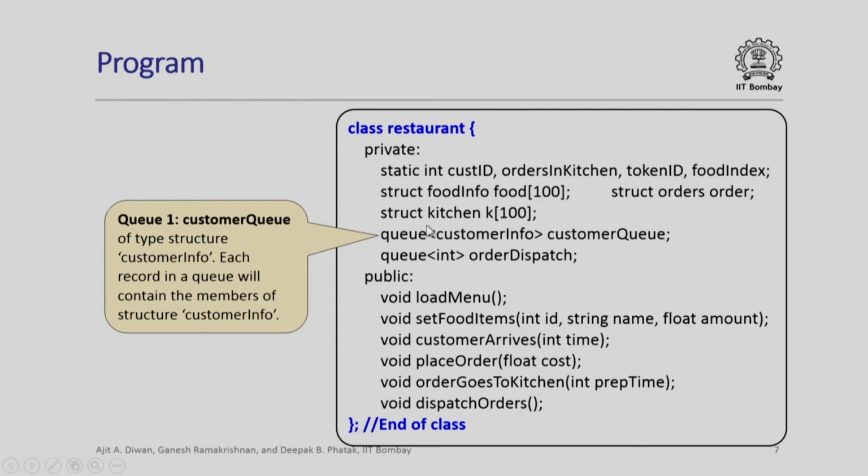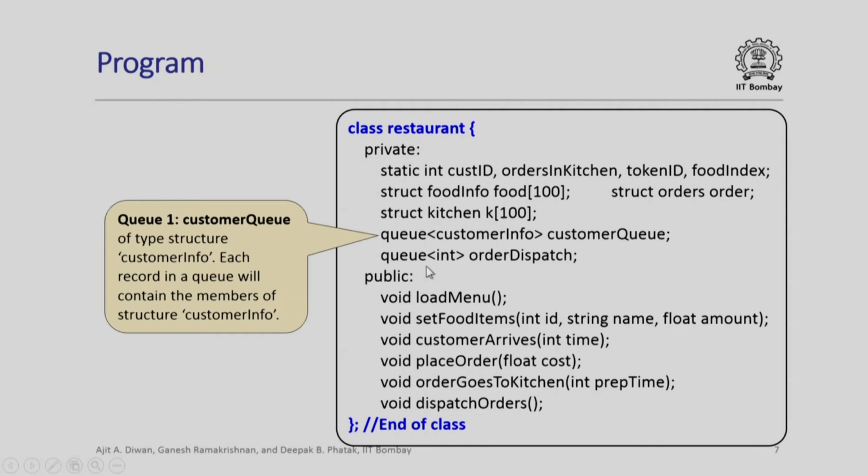Next, we look at the formation of queue. We define the queue which is customer info queue, we call it customer queue. Similarly, we have a queue which is order dispatch queue. We have already seen these queues earlier. This is a brief explanation of what a customer queue is.